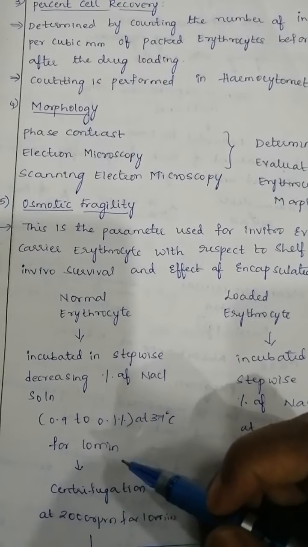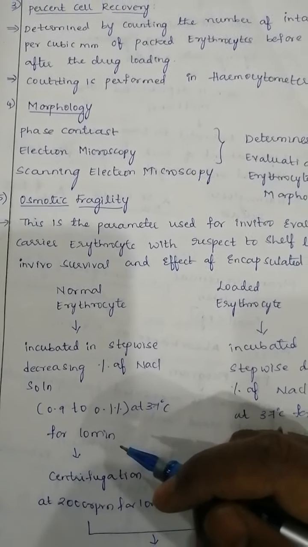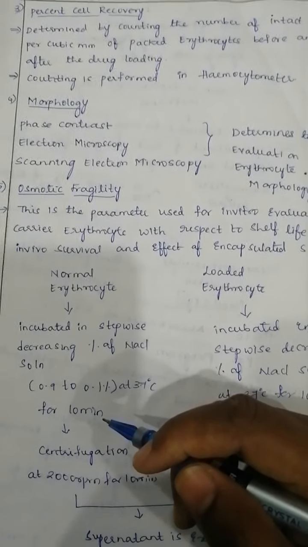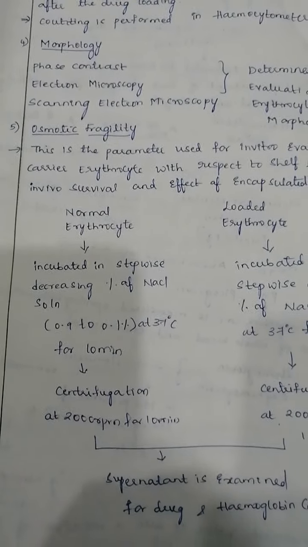Next, morphology. As you know, morphology is nothing but the structure and shape. That will be studied by using a phase contrast microscope, electron microscope and scanning electron microscope. These three will determine the evaluation of erythrocyte morphology. Next, osmotic fragility. Osmotic fragility is where the cells which you are taking will be kept in an osmotic solution.